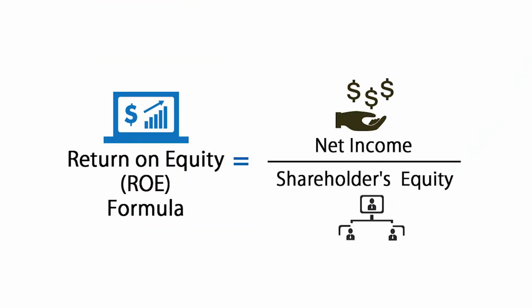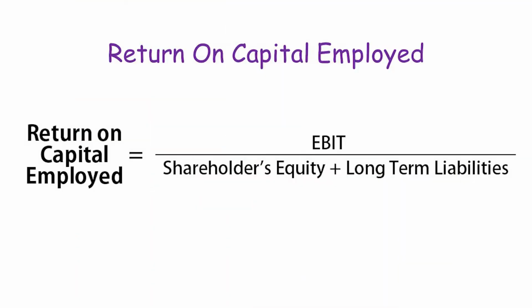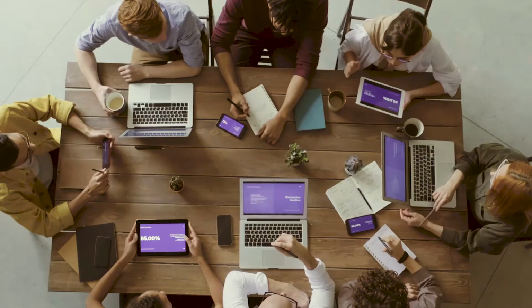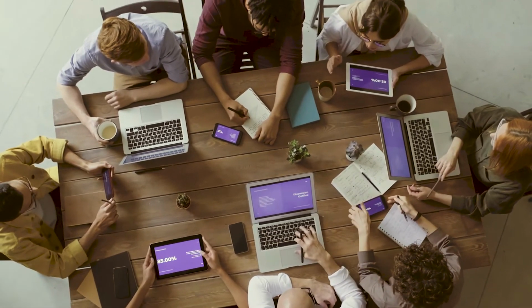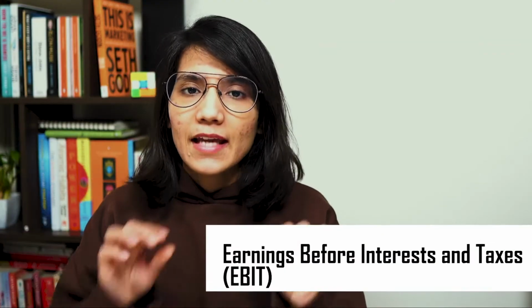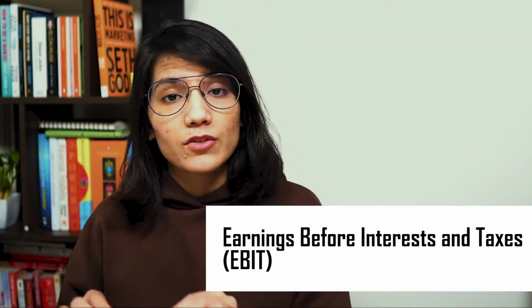While in ROE, we divide the net income by the shareholders' equity alone, in the case of ROCE, we divide the net operating income, that is EBIT, by the total capital employed, which is the sum of shareholders' equity as well as the debt taken by the company. This capital employed is the money the business utilizes to run its day-to-day operations or to grow and expand the business, while EBIT, as the name suggests, earnings before interest and taxes, is an indicator of how much the company has earned from its business operations before deducting costs such as interest and taxes.